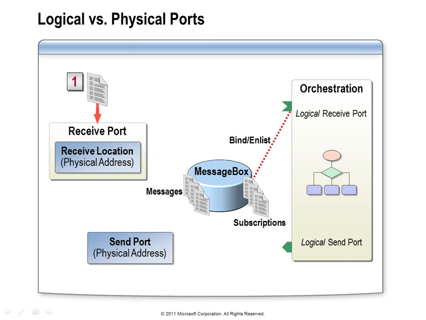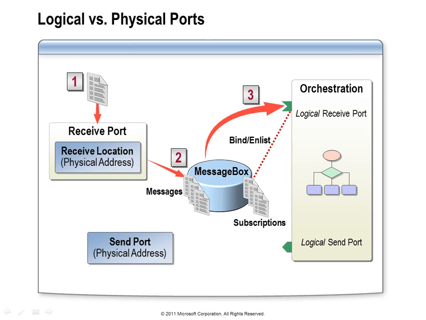Now, when a message arrives through the physical receive port, and the unique ID for the receive port is set in the message context, that message will be published to the message box. Our orchestration is now waiting for messages that arrive through that receive port. It also, of course, is only going to look for messages that correspond to the port type that we configured in the orchestration designer. And any message that matches those two conditions will be passed to the orchestration.